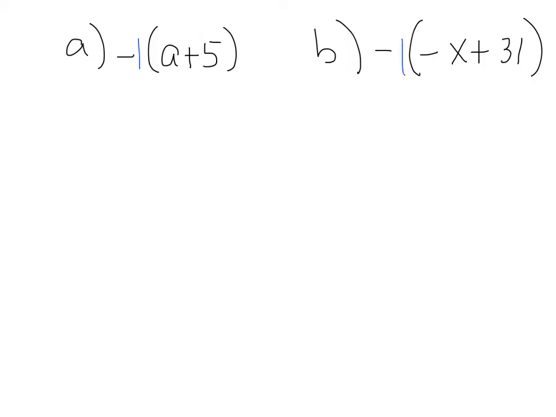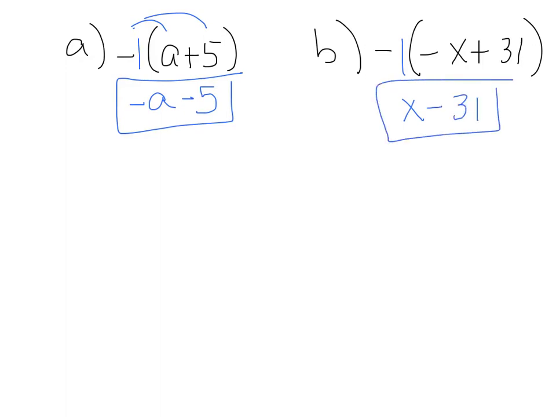So all you do, distribute that. -1 times a is -1a. -1 times 5 is -5. So in part A, it's -a minus 5. In part B, -1 times negative x would be x minus 31. That's it. You're done.